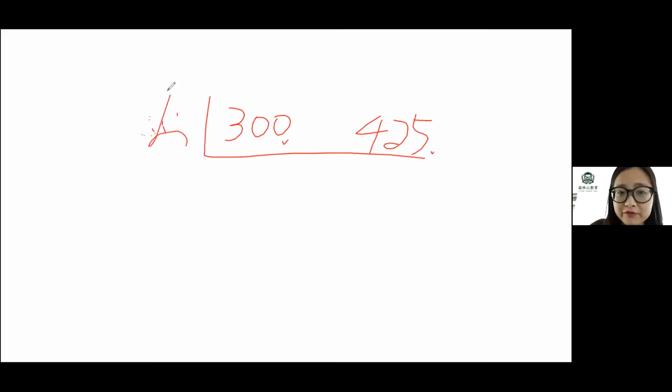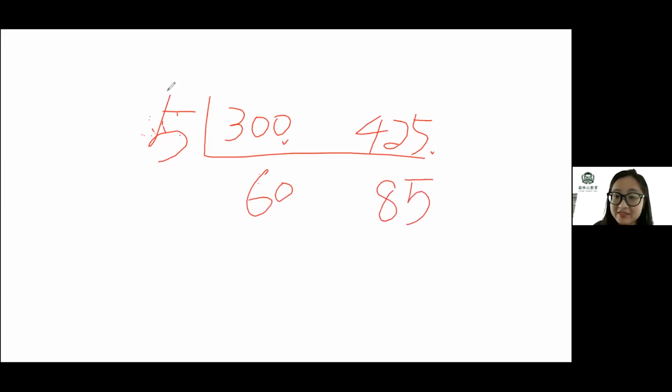So if we try 5 over here, Bowen, can you tell me what number I put over here? 5 times what goes to 300? 5 times 60. Yes, perfect. Okay, Charles, can you tell me 5 times what goes to 425? 85. Okay, 85. Very good. And then 60 and 85 still have common factors.